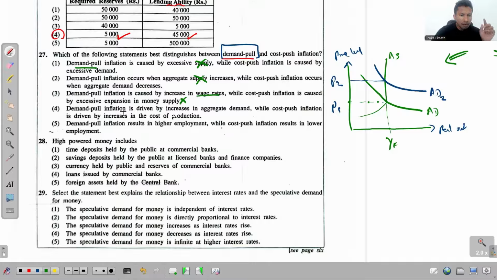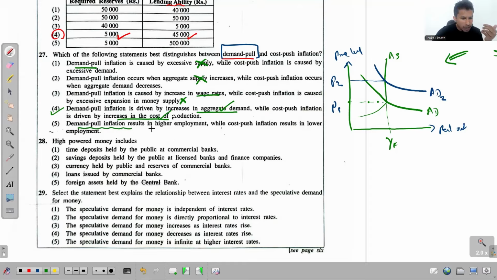Fourth one, demand pull inflation is driven by increase in aggregate demand. Yes, true. While cost push inflation is driven by increase in cost of production. 100% true. So the answer for this question 27 is the fourth one. But look at the last one as well.